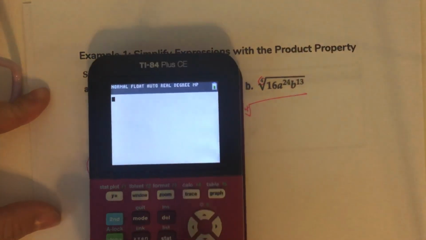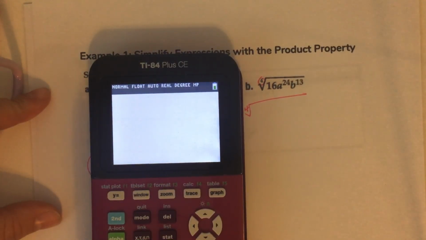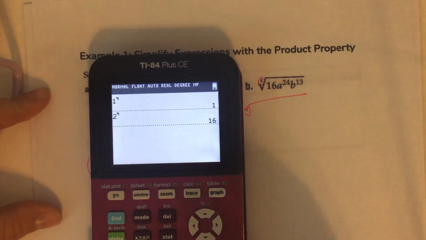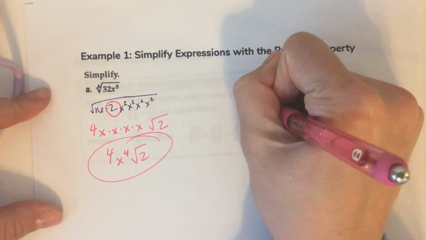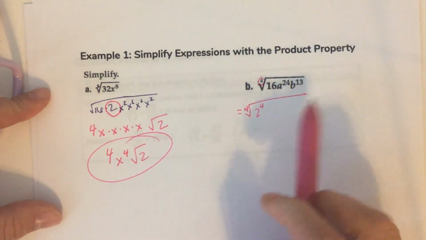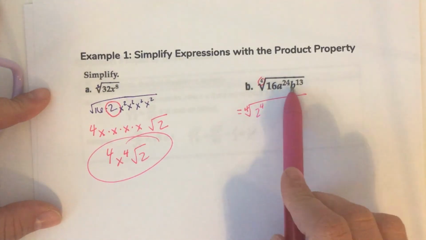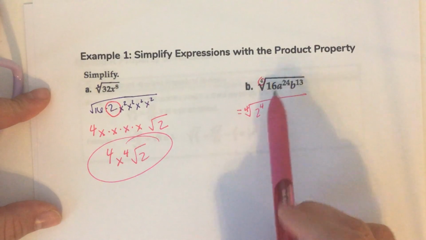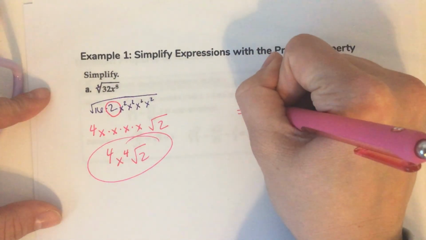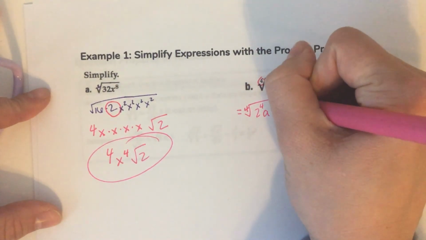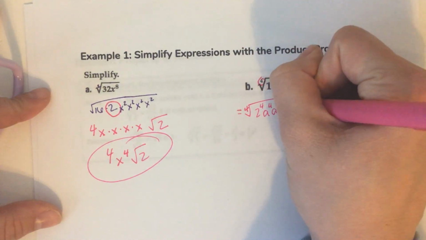So 1 to the 4th is 1. 2 to the 4th is 16. So 2 is the number we're looking for here. So we have 2 to the 4th. And then looking at the a right here, I have 24 of them, and I want to group them into groups of 4. So 24 divided by 4 is 6. So I could think of this as, I'm just going to write it out the long way, I have 6 a to the 4ths.